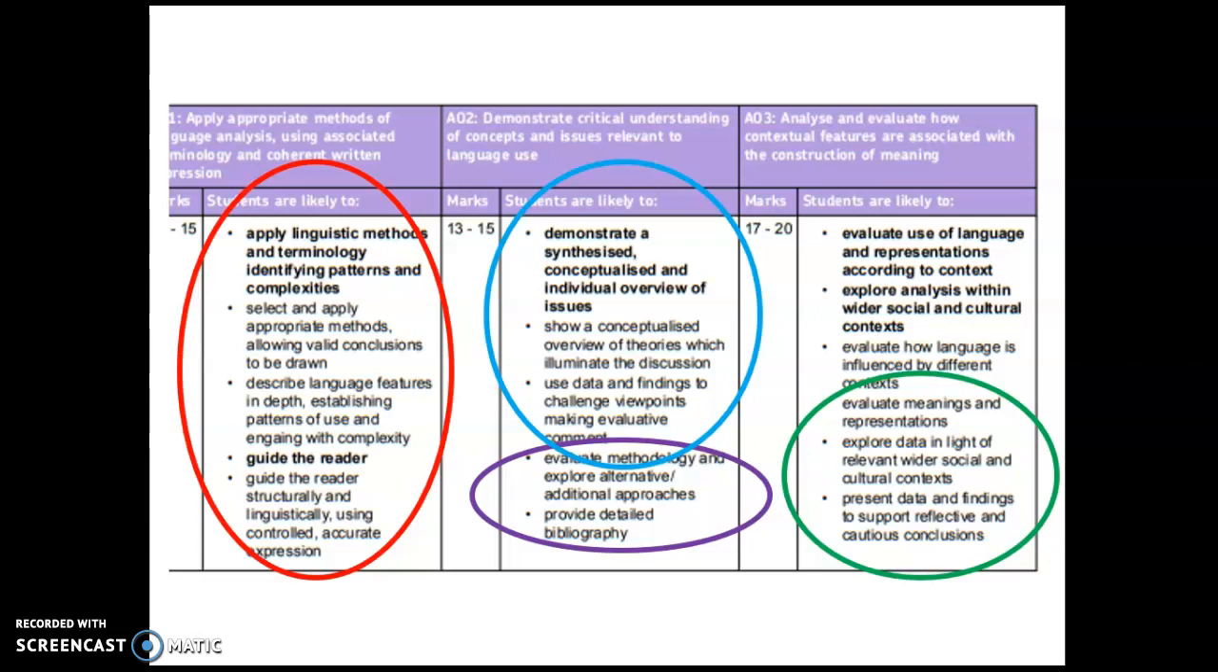There's a couple of things I want to point out to you, though, in context. The three bottom ones there in the green box. Evaluate meanings and representations. So whatever your topic is, you could be talking about particular representations of groups. The same skills you would use in a meanings and reps answer can be used here. The fifth one, explore data in light of relevant wider social and cultural contexts.